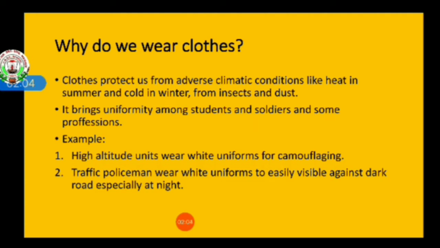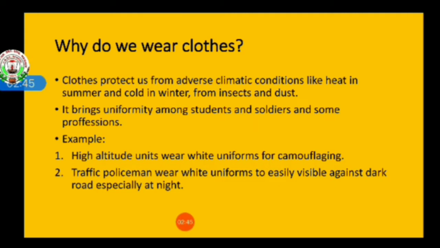The most important reason is that clothes protect our bodies from adverse climatic conditions such as heat in summer and cold in winter. When we cover our bodies with clothes, we are also protected from insects and dust. In schools, students are required to wear school uniforms. Uniformity means it brings identical look, and uniforms are a must for school students to recognize from which school background they are, as well as for soldiers and some professions like nurses, surgeons and many more.